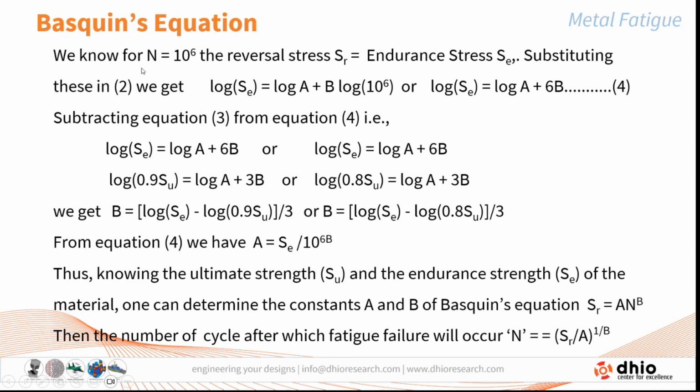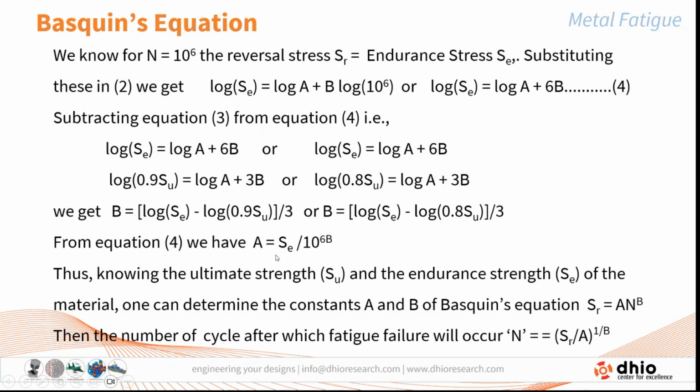Now we know that when the number of cycles is 10 raised to the power of 6 cycles, that is where the limit of the stress, or the stress which is induced, is called the endurance stress. Substituting the endurance stress at that value, we get the expression log of SE equal to log A plus B into log of 10 raised to the power of 6, or log SE equal to log A plus 6B. Now, taking the previous equation and subtracting, one can get the constants A and B. So B is given by this expression, and A is defined by this expression.